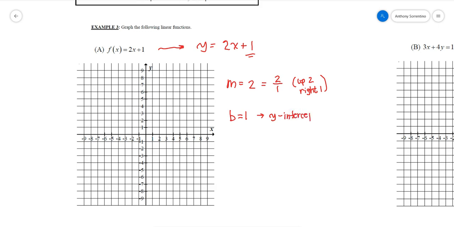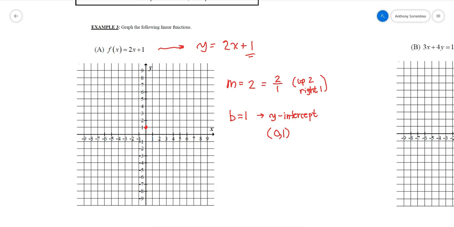Now, y-intercepts means they cross the y-axis. And if they cross the y-axis, they have to have an x-coordinate of 0. So basically, (0, 1) is a coordinate on this graph. So (0, 1) is a point on this line, and then from there I can plot other points.